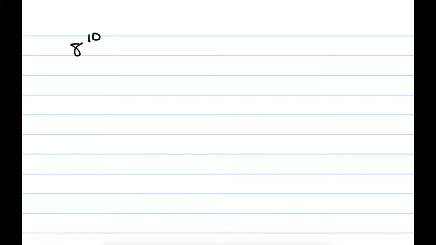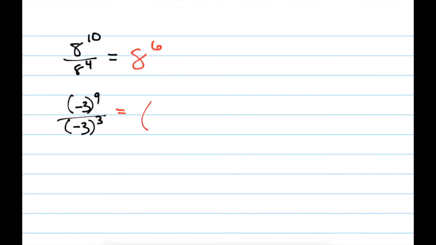So if I had 8 to the 10th over 8 to the 4th, what would that become? 10 minus 4 is 6, so I'm left with 8 to the 6th. How about negative 3 to the 9th over negative 3 to the 3rd? 9 minus 3 is 6, so I get negative 3 to the 6th.